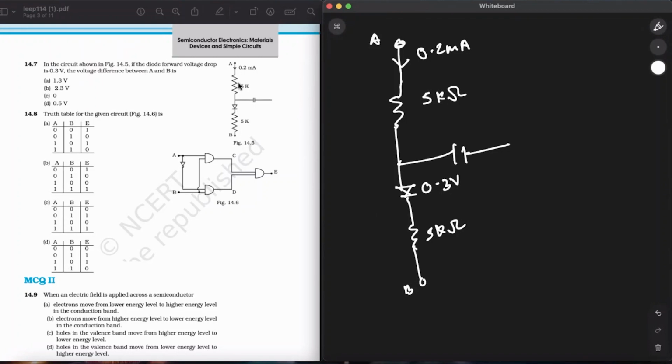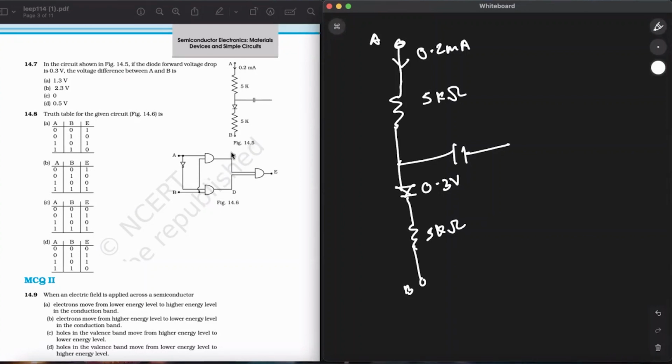Voltage drop across the diode is 0.3 volt only. So the voltage difference between A and B will be what? It is a very simple question actually. Now since the diode is in a forward bias condition, we'll assume the potential difference only, and we'll think of the diode as a straight wire, but there will be a potential drop or potential gain. We'll see how the diode has been put.